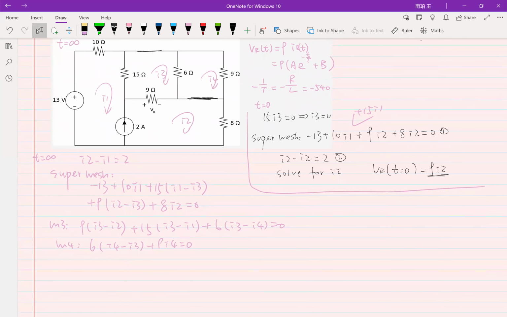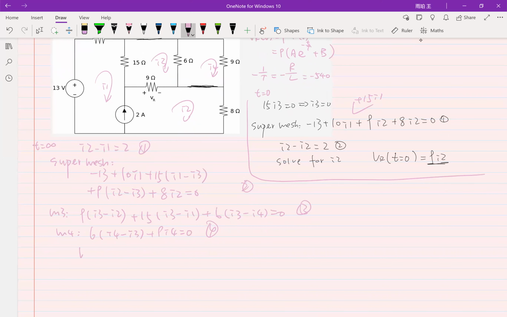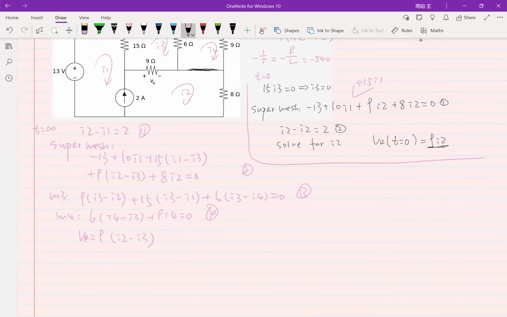Okay, so we have 4 equations and 4 unknowns again. 1, 2, 3, 4. So I can solve for all of the unknowns. And my V_R would be equal to 9 times (I2 minus I3). Perfect. So this is the V_R at time infinity.